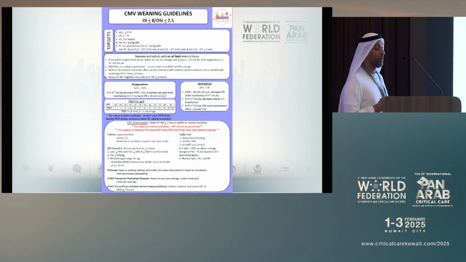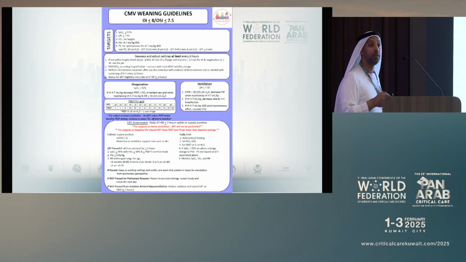So once the patient reaches oxygenation index less than 8 or oxygen saturation index less than 7.5, now we move from acute phase management to weaning phase, okay? So at this stage, the target will be more liberal. So we target saturation 92 to 97%. We target pH 7.3 to 7.4, and we are looking at the best PEEP, and we wean aggressively to assess extubation.